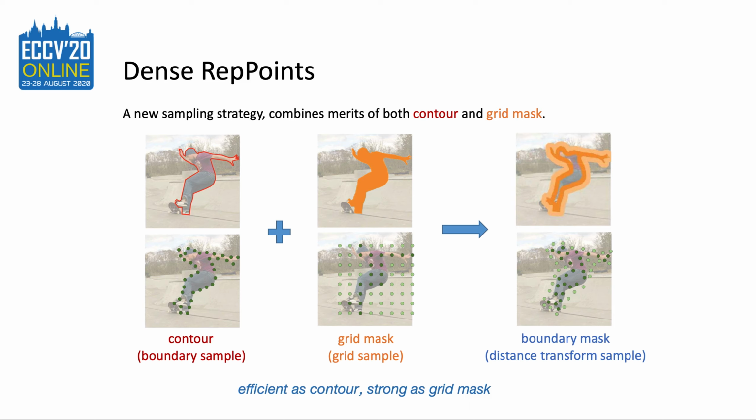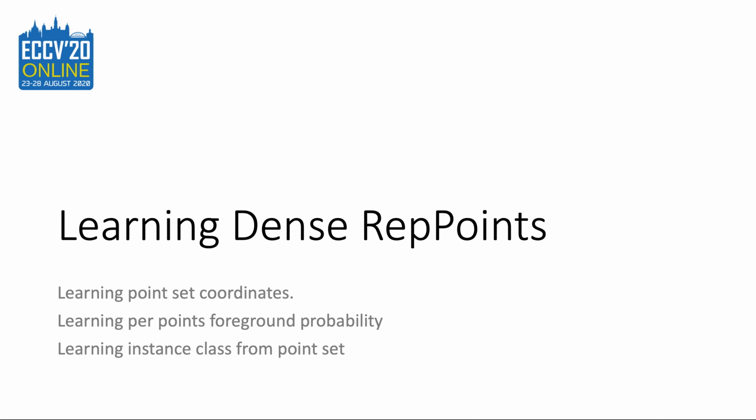To combine the merits of both contour and grid mask, we propose a new sampling strategy for foreground mask, which we denote as boundary sampling or distance transform sampling. Specifically, it samples adaptive points near the object boundary to represent the objects, and each point has a foreground probability. So this sampling strategy is as efficient as contour sampling because the computation is distributed around object boundary regions, and is as accurate as grid sampling, since we have an additional foreground probability for each point.